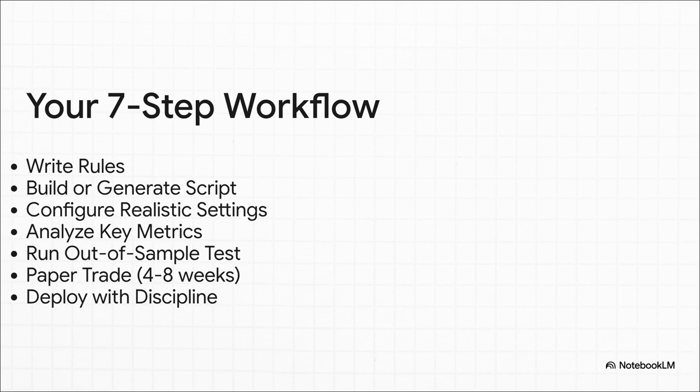1. Write your rules down. 2. Build or generate the script. 3. Configure realistic settings. 4. Analyze the deep metrics, not just the profit. 5. Run it on a different set of data to validate it. 6. If it still looks good, paper trade it forward for at least a month or 2. And only if all of that lines up do you go to step 7, deploy with real money and execute with discipline.